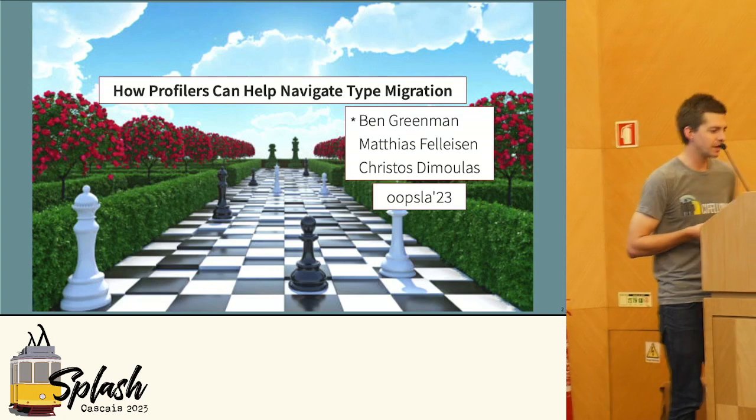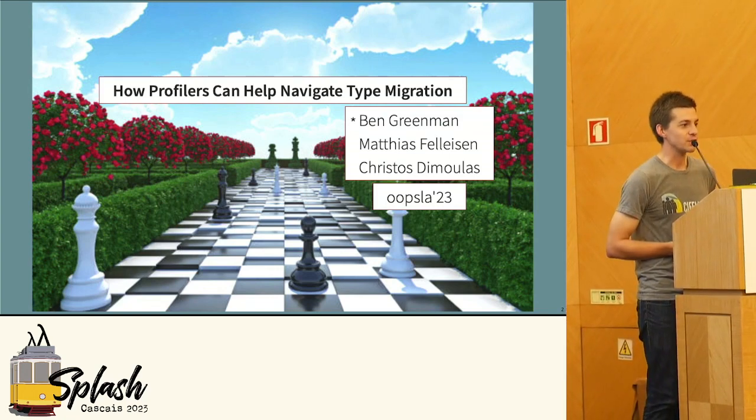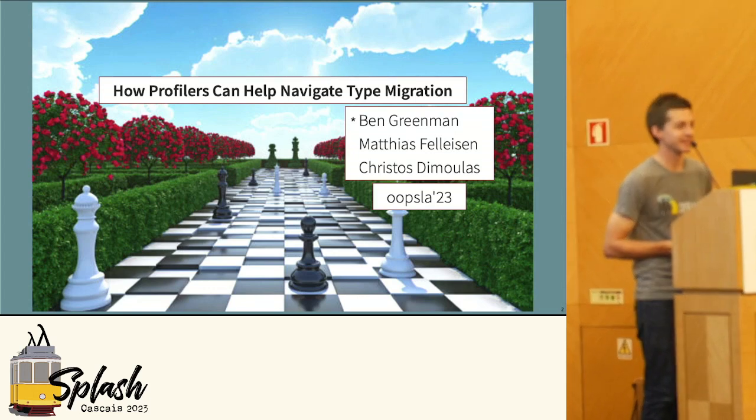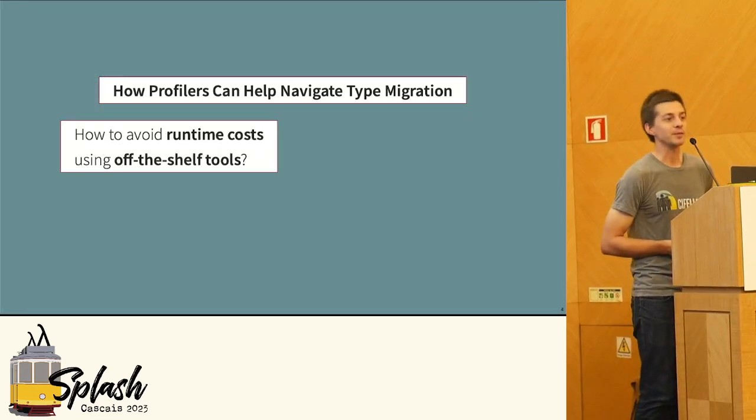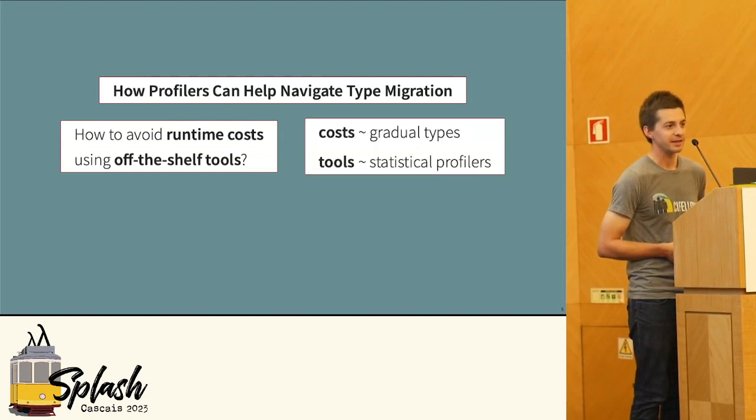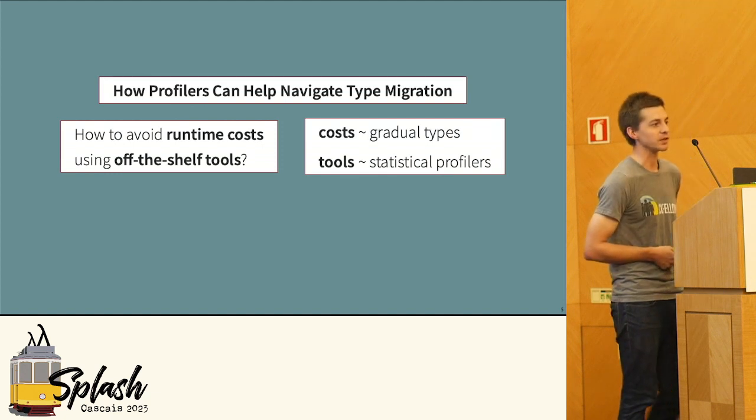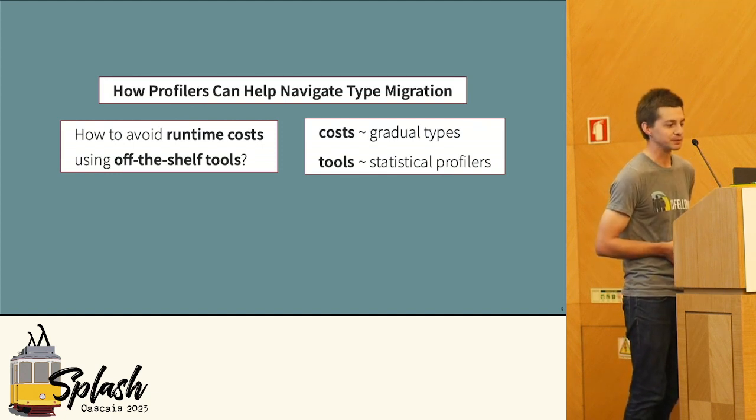Excellent. Thank you, Manu. All right, so this work was supported by the CRA. I was a postdoc. I've since graduated from the postdoc position, and now I'm an assistant professor at the University of Utah. This paper is all about how do we avoid runtime costs using off-the-shelf tools. In this case, the costs come from gradual types, and the tools that we're using are good old statistical profilers.